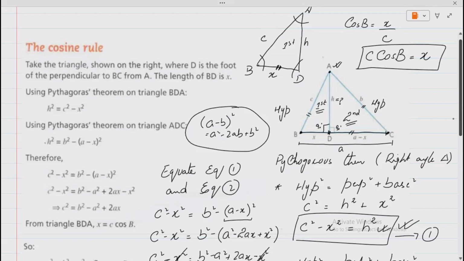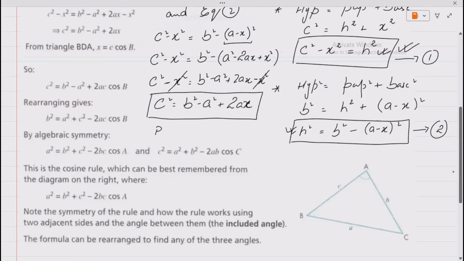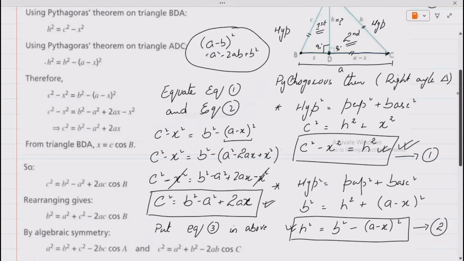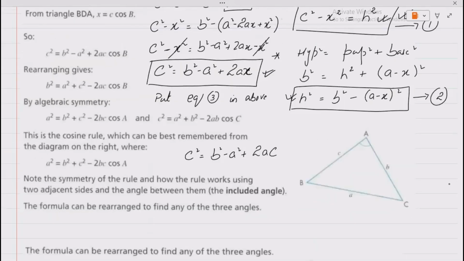Okay, so let's call this equation 3, and put equation 3 in the above equation, i.e. in this, right? So what we got is c square is equal to b square as it is minus a square as it is plus 2a. Now instead of x, what we can write is c, because we got c cos beta. So c cos b.